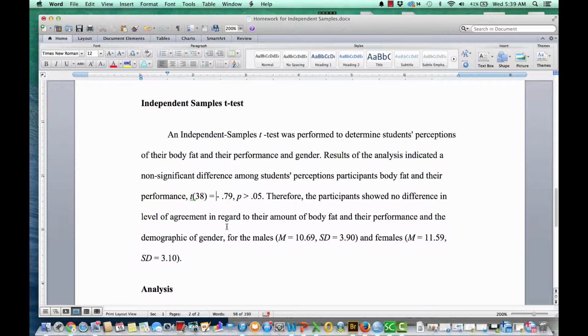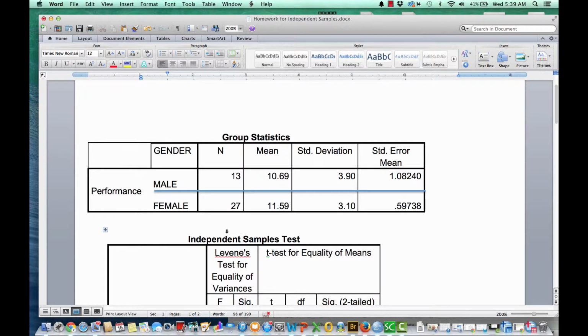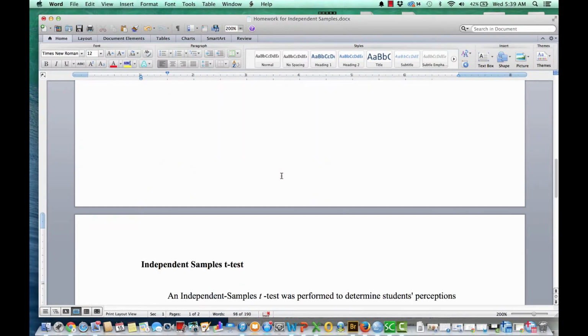Now we have to make an analysis of this. That analysis is relatively easy. We look at the difference in the means. They're very, very shallow, okay, between the two. But females have a higher regard to their body fat and how much body fat they have compared to males.